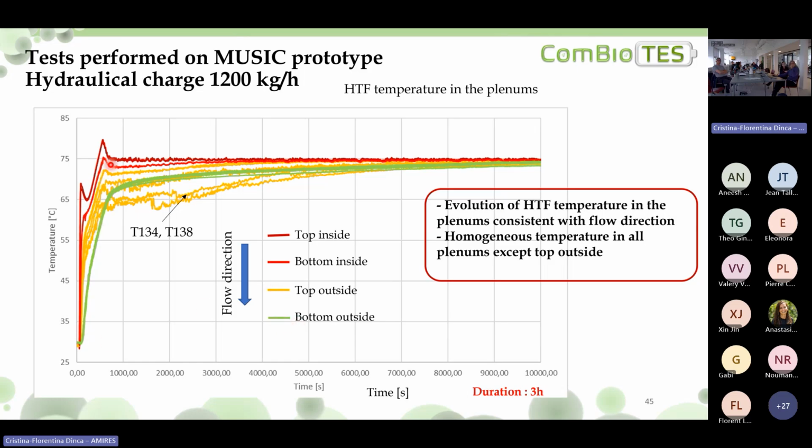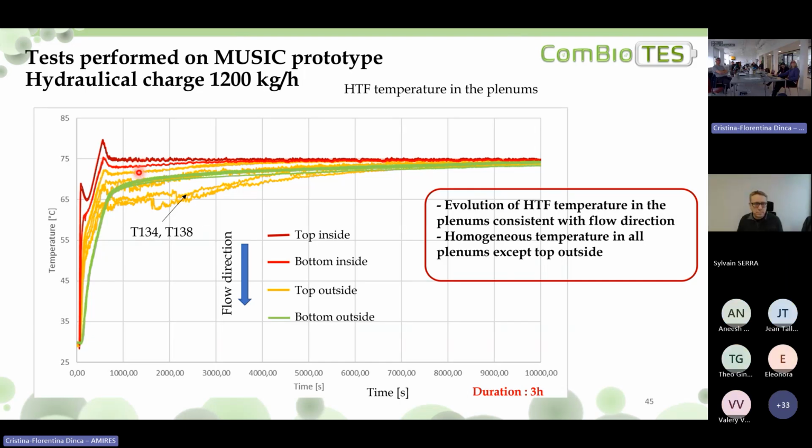And you can see that the evolution of temperature of the heat transfer fluid is consistent with the flow direction. The temperature is homogeneous in the plenums for almost all plenums, for the top inside, bottom inside, and bottom outside plenum. But the temperature is not homogeneous in the top outside plenum.